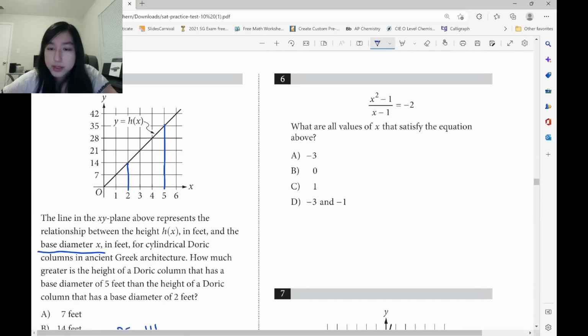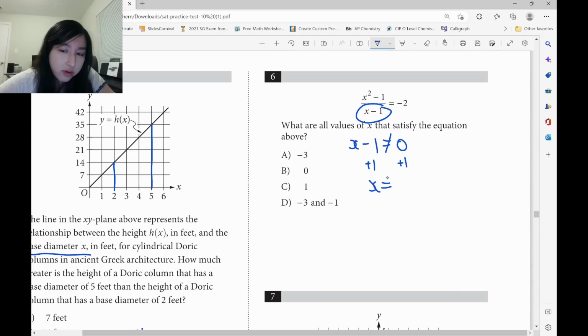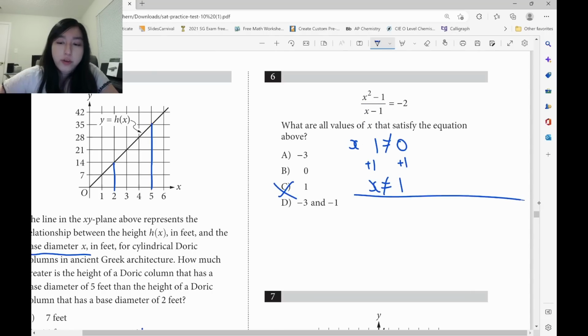Let's look at number 6 here. This is a rational expression. So typically when you've got algebraic fractions, the denominator can never equal 0. The reason is because in algebra we cannot divide by 0. So x minus 1 cannot equal 0, because that's our denominator. If we add 1 to both sides, x cannot equal 1. We can eliminate C. Let's try to get rid of the fractions and solve.